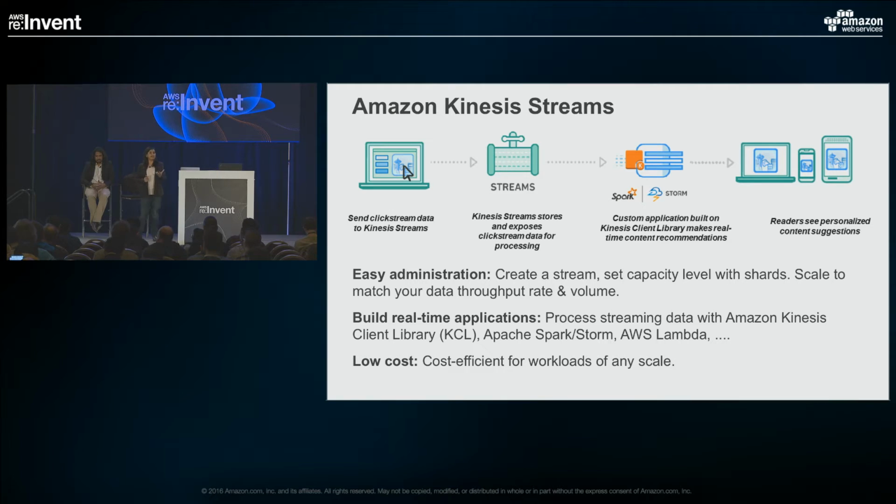Kinesis Streams is actually designed with the goal of making it really simple and easy for developers to start writing streaming applications. It's a service that lets you create a stream and simply set a capacity that you wish in terms of shards. And once you set your capacity, you can scale up or scale down the capacity by simply increasing or decreasing the number of shards that you have defined. It's a system that's designed to allow you to write real-time applications, whether you're using Apache Spark or Storm or going the serverless way with AWS Lambda. It's also engineered with cost in mind, meaning that like many AWS services, Kinesis is a cost-efficient solution for workloads of any scale.